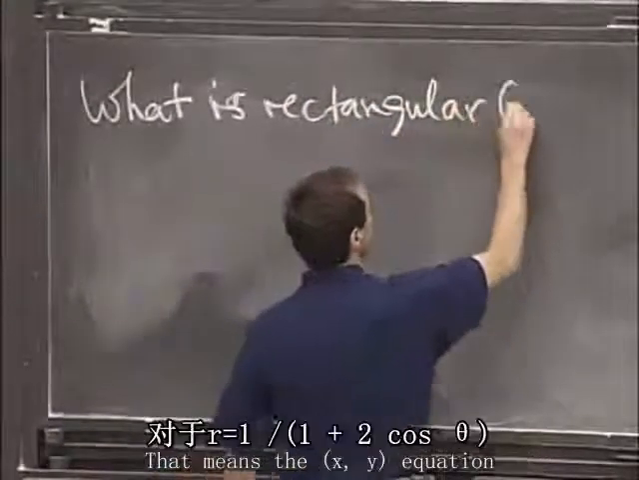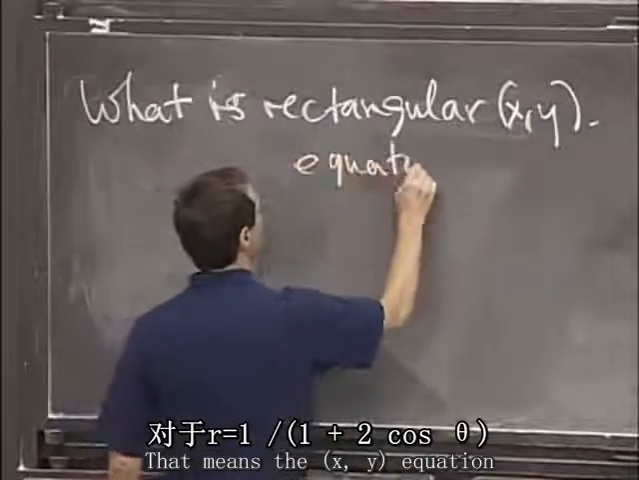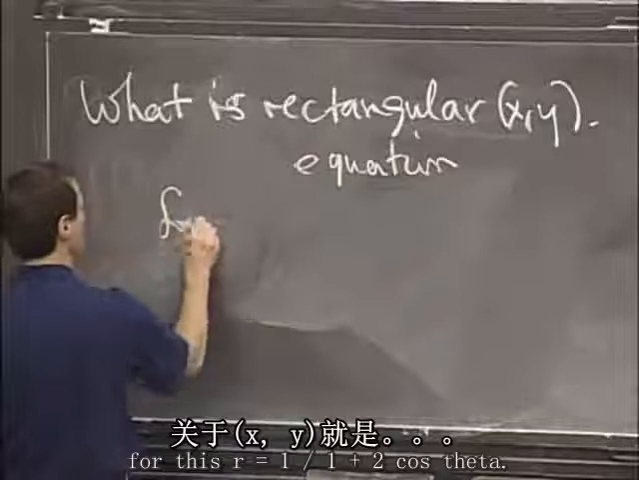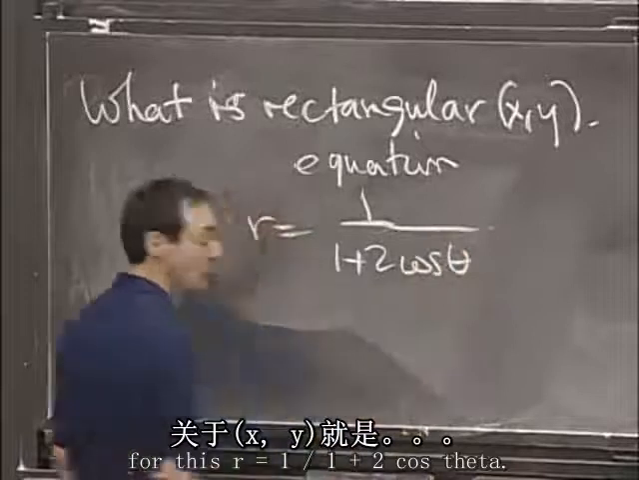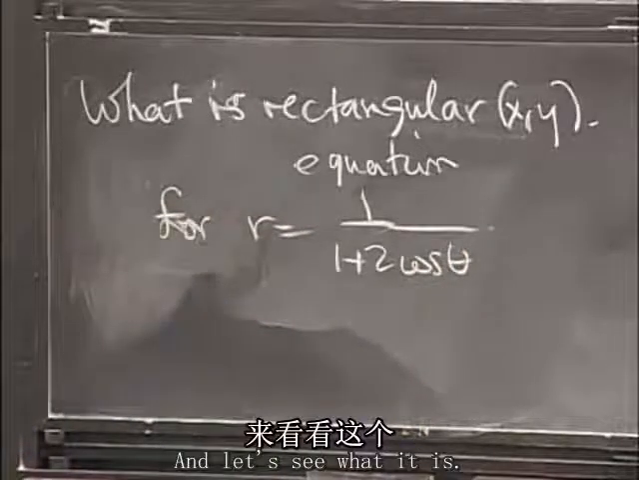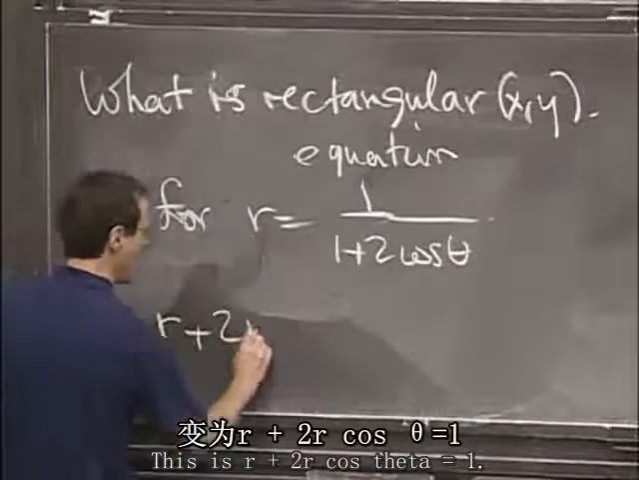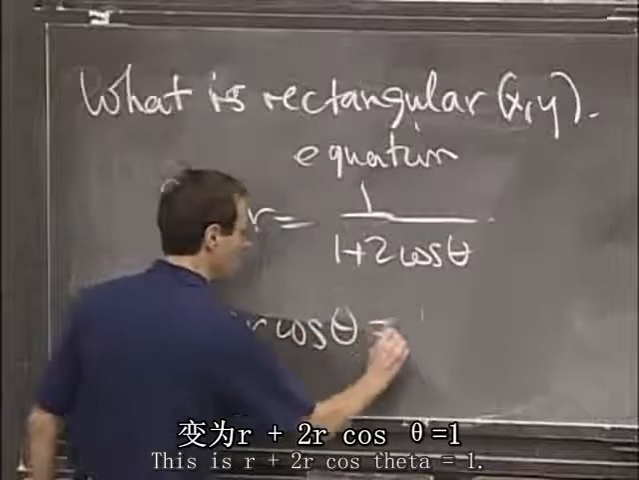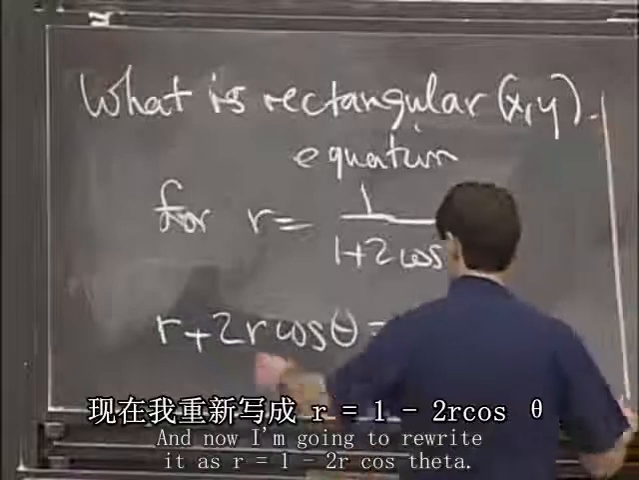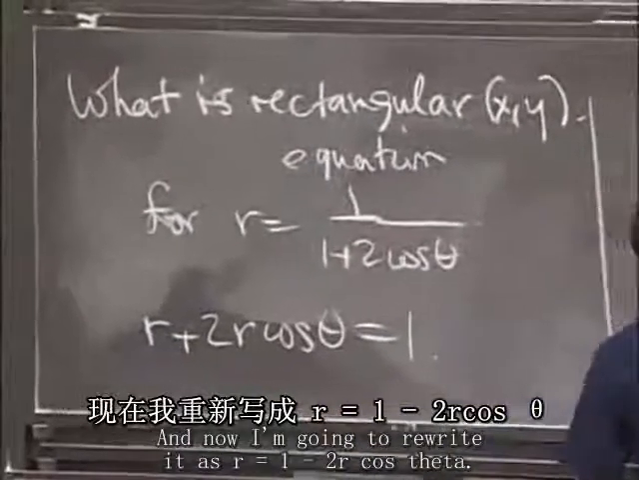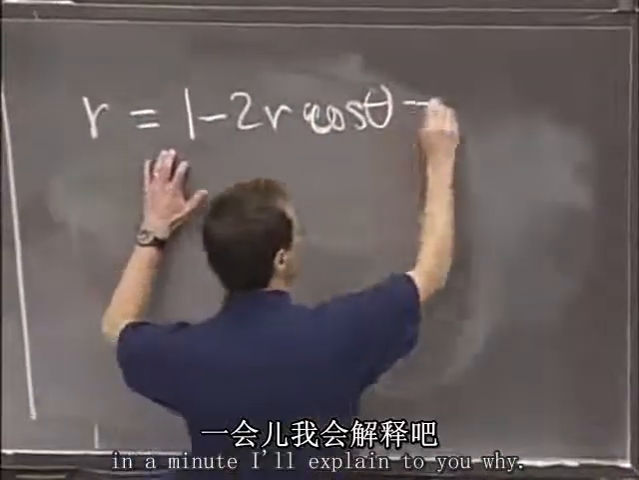That means the xy equation for this, r equals 1 over 1 plus 2 cosine theta. And let's see what it is. Well, first I'm going to clear the denominator here. This is r plus 2r cosine theta equals 1. And now I'm going to rewrite it as r equals 1 minus 2r cosine theta. And the reason for that is that in a minute I'll explain to you why.